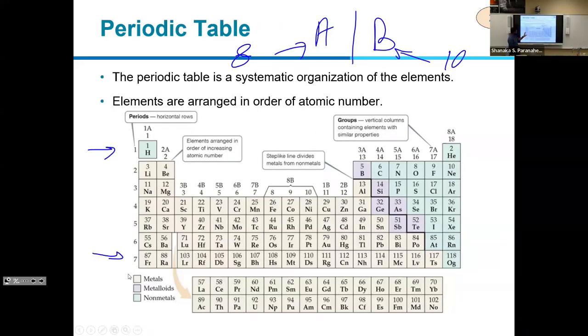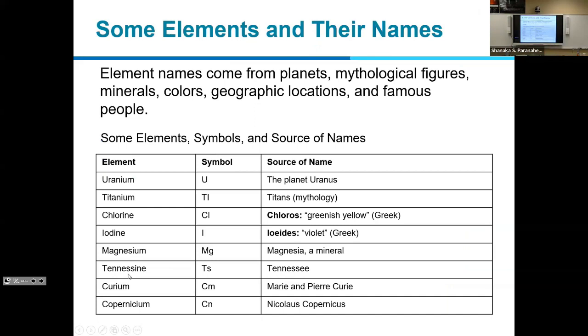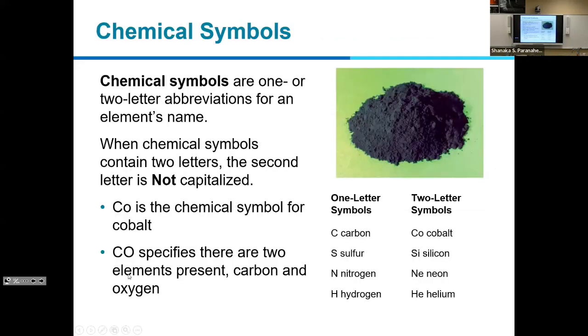Most of the time I will refer to those groups by the group A labeling system. The middle 10 groups are called transition metals, and also group B elements. There are 10 groups. And the other labeling system is 1 to 18 from left to right. Each element has a different symbol and different name, and the names come from different sources: names of planets, names of great scientists, properties of these chemicals, and also names of some cities.